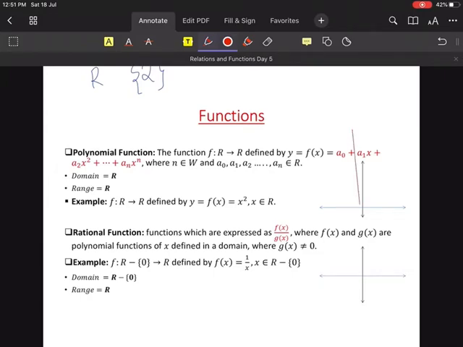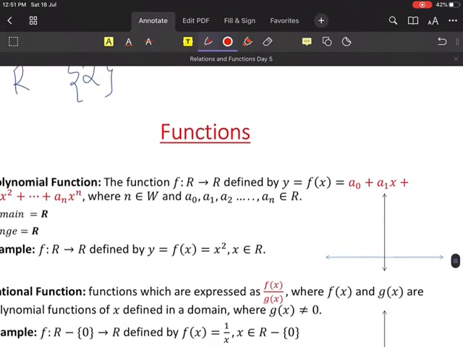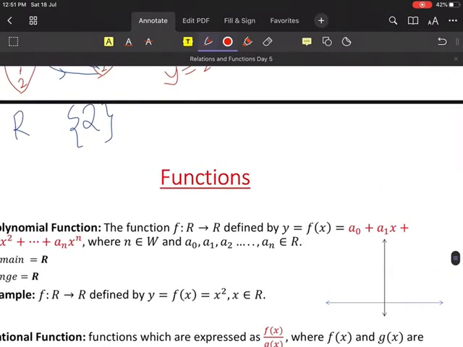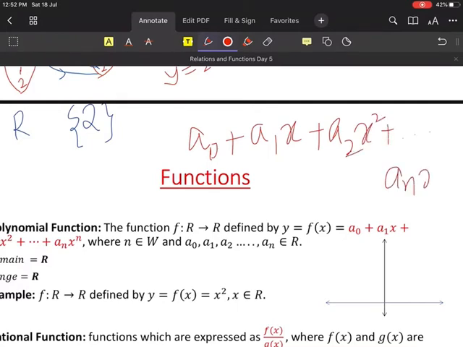Polynomial function. You have heard of polynomials in which class? In 10th class, right? So what was a polynomial equal to? A polynomial was like this: a0 plus a1x plus a2x squared plus dot dot dot plus an x to the power n. This one was a polynomial, right?